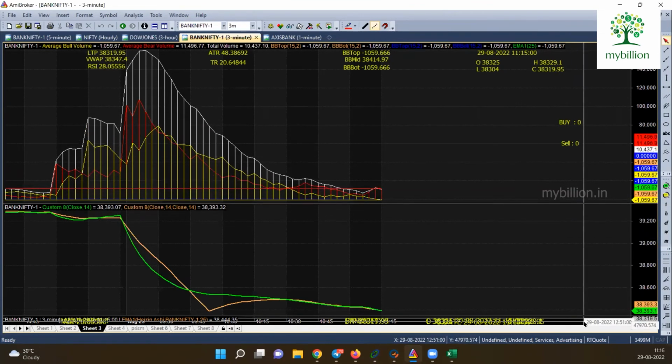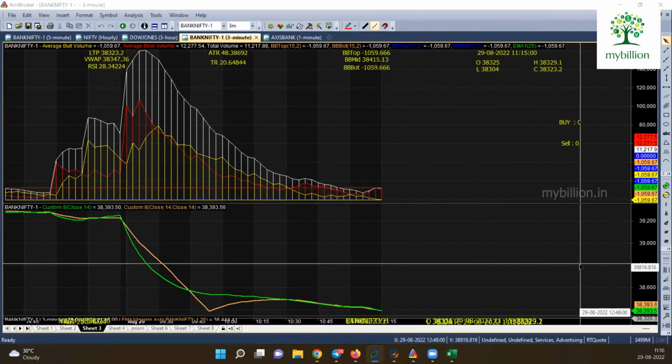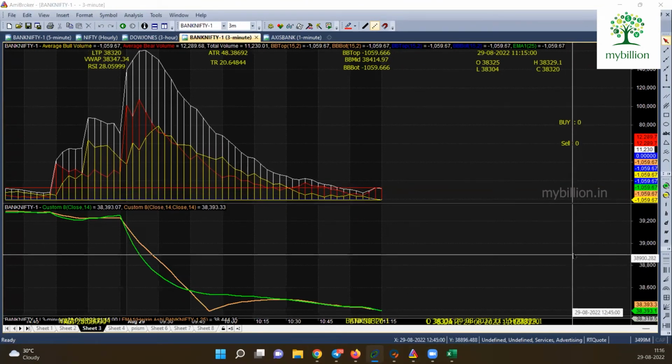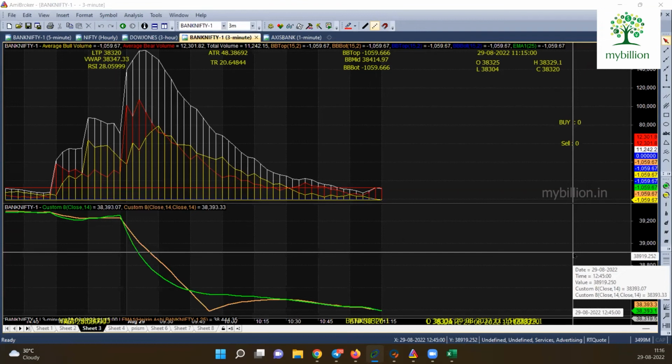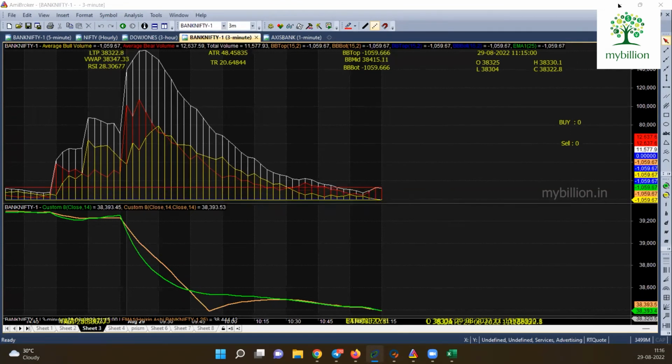Okay. So till now, the red is above the white. So it has to go up and again come down. No, the red should come below the white. That means the put buyers are exiting and there will be short covering. So at that time, what I'll do is I'll rather go for a further deep ITM call option to make quick profit. 37,500. Yeah.